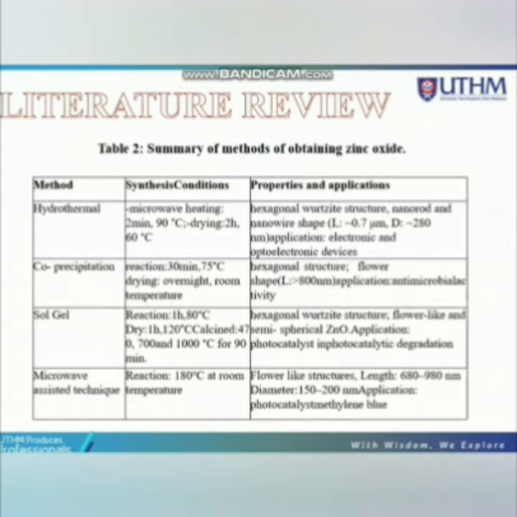This is the summary of the methods for obtaining zinc oxide nanoflower powder. There are a few methods, namely hydrothermal method, cold precipitation, sol-gel, and microwave-assisted technique. To obtain the zinc oxide powder, there are different methods and different synthesis conditions, and also different properties and applications.